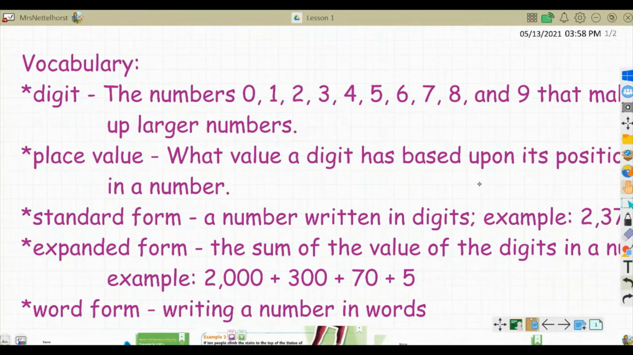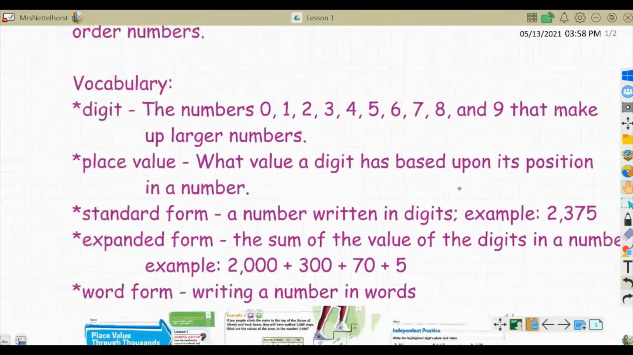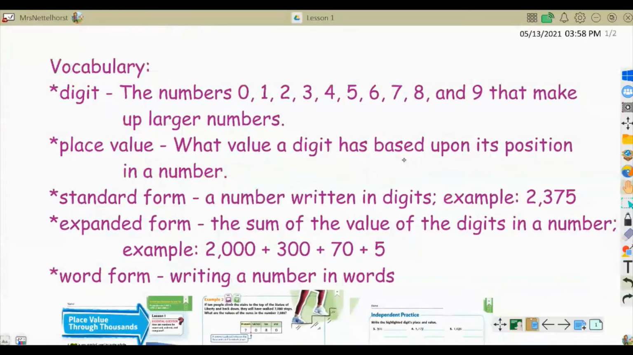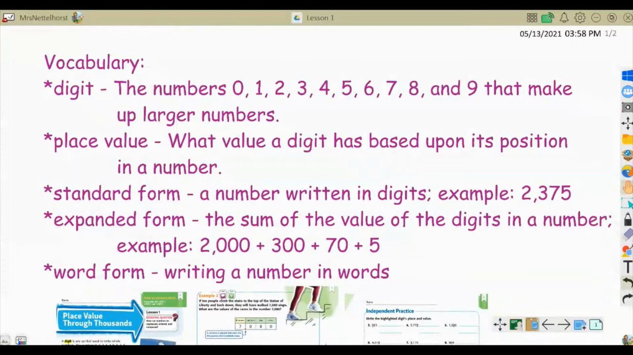Okay, and they go off the screen, so let me shrink it here a little bit. Okay. So our first vocabulary word is digit. A digit is the numbers 0, 1, 2, 3, 4, 5, 6, 7, 8, and 9 that make up larger numbers. Okay, place value is what value a digit has based upon its position in a number.